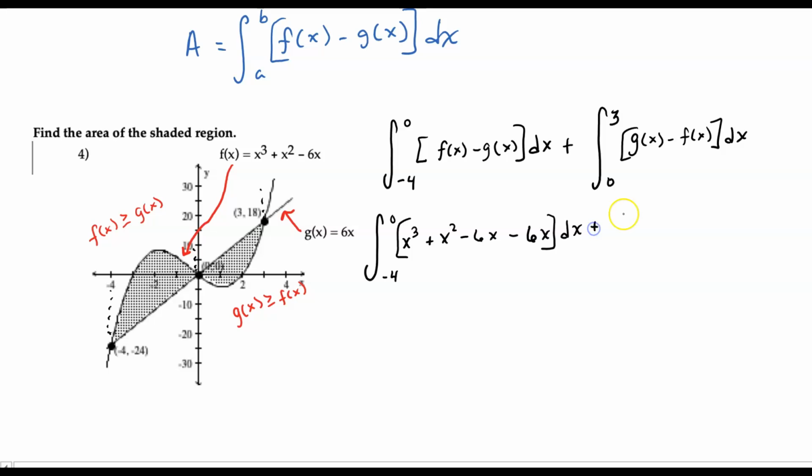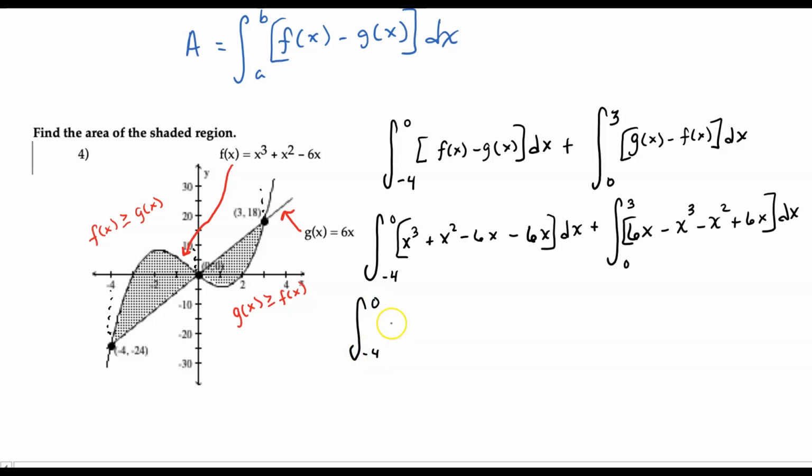And now we're going to add the second integral from 0 to 3. And in this case, it's going to be 6x minus, so I'm just going to take the opposite sign of all of f, just to make it easier here. Minus x cubed minus x squared, and then plus 6x, because that's the opposite sign. And then again with respect to x. Now, once again, we combine like terms.